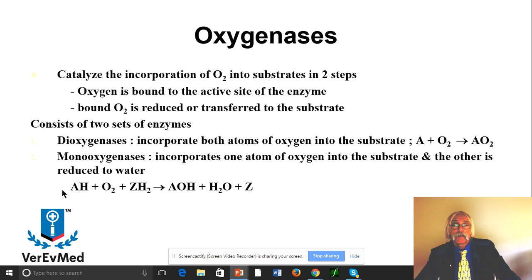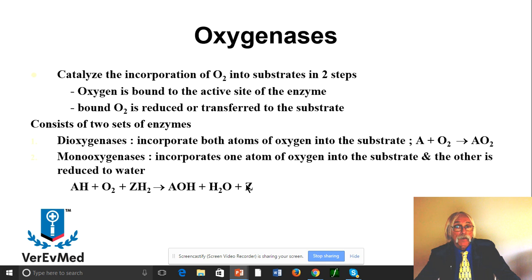There's just a reaction. You've got a reduced substrate, molecular oxygen. You've got some other substrate here. We're just putting a Z in front of it. Now you're going to make a hydroxy compound. These are going to be really important in fatty acid metabolism. You're going to make water, and you're going to make the oxidized co-substrate.